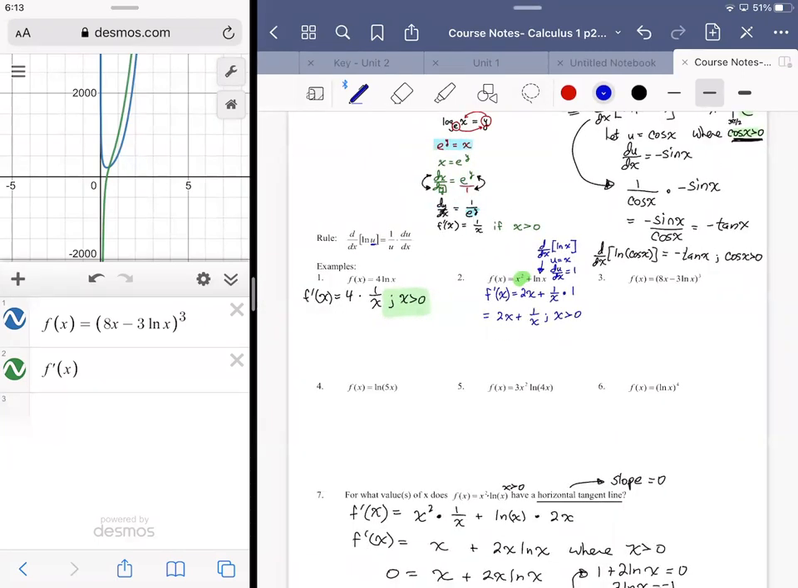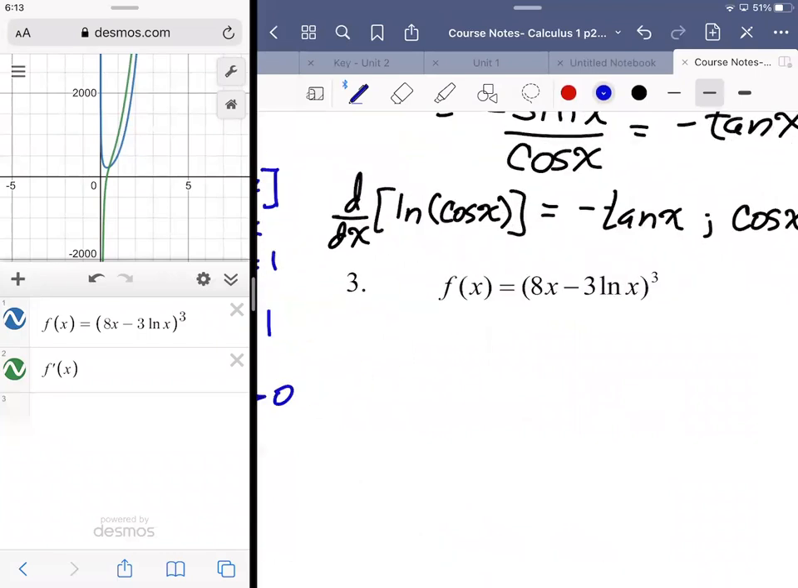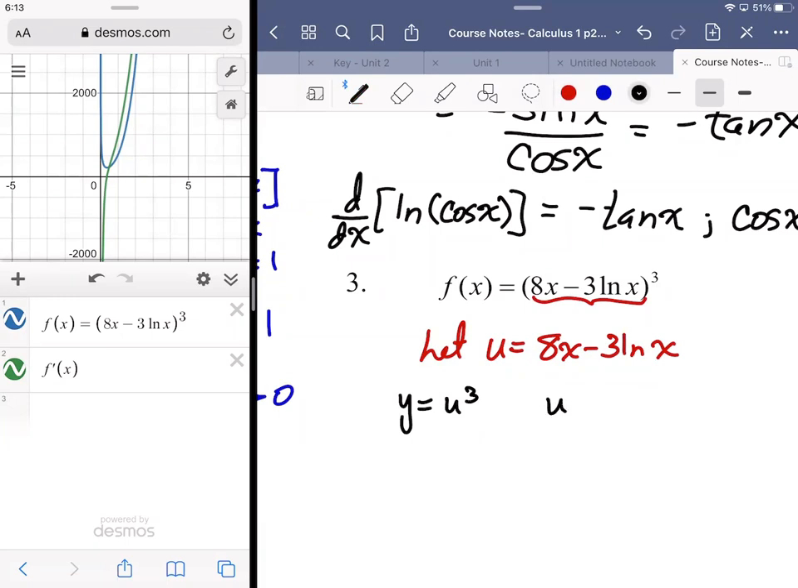We know we have that domain restriction. So I'm going to let u be equal to 8x minus 3 ln x. All right. So that'll be this part of it. So I would say y is equal to u cubed. And so u is equal to this.